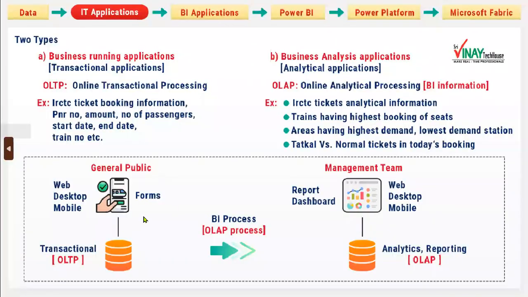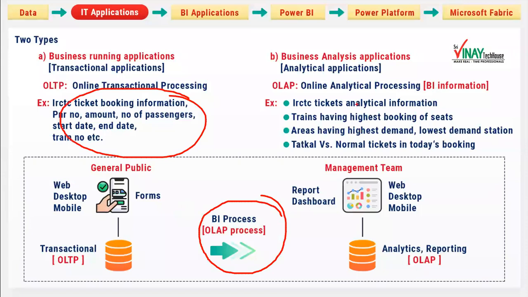Right. So this is your normal data. Using the BI process, we are converting it into decision-making data like this. Fine. But what is the BI process? This is important.